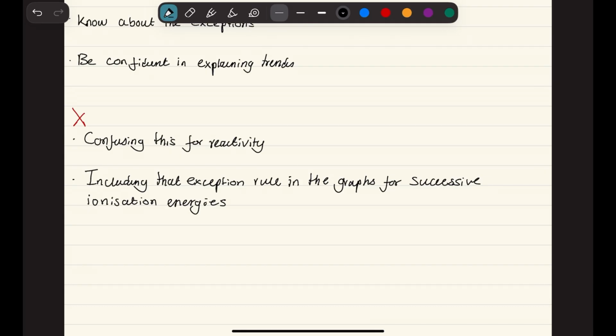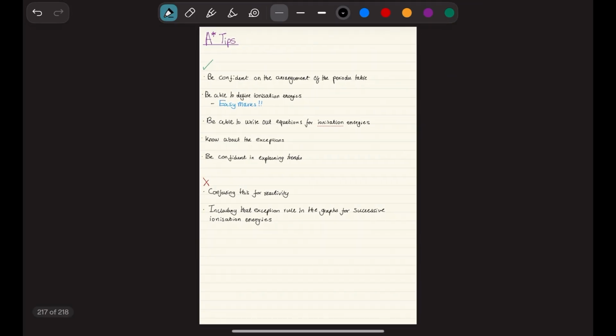And also, that thing that we had about the exceptions, I feel like it's almost too big brain to try and draw that in a graph if you're just taught to do successive ionization energies. Of course, if the question maybe hints towards it, then think about doing it. But typically, they just kind of want to see the points going up and then a big gap if you're going across a period. So don't try to overthink it. Yeah. And that should be a wrap on this video.